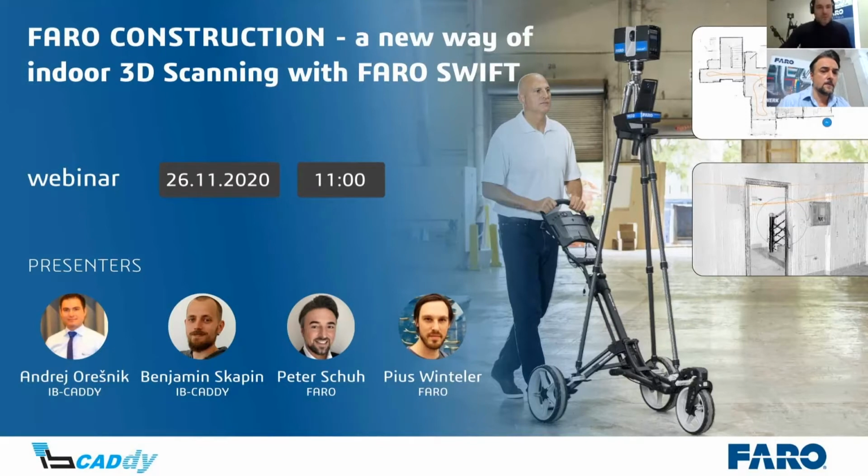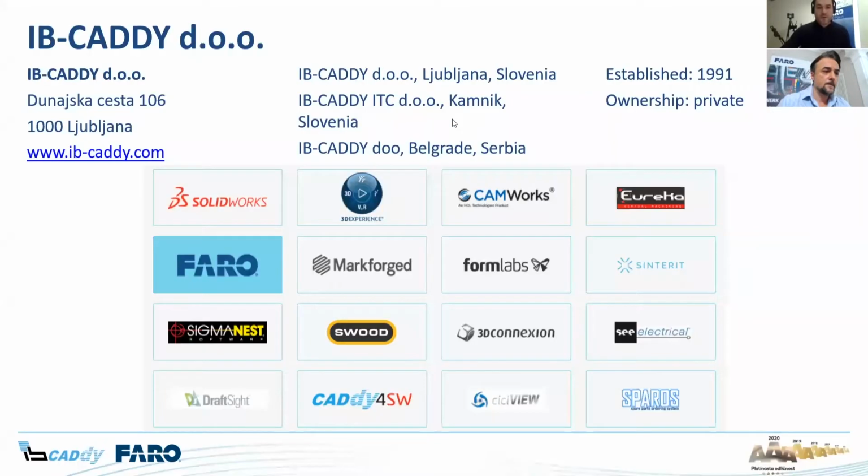So let's start with this webinar with the presentation for FARO SWIFT. In the beginning, I would like to say a little bit more about our company. We have 3 locations. The headquarters is here in Ljubljana in Slovenia. We have the second location in Kamnik, also in Slovenia, and a location in Belgrade, the capital of Serbia. Our company, IB-CADDY, works in different areas with SolidWorks solution, for example, 3D experience solution, some CAM software, 3D printers, and so on.